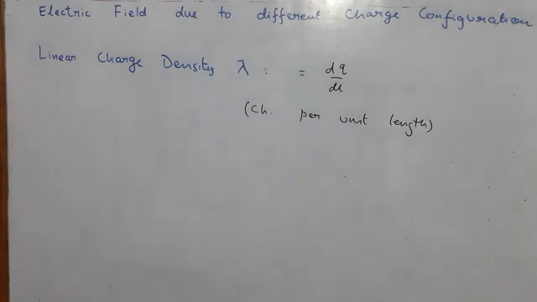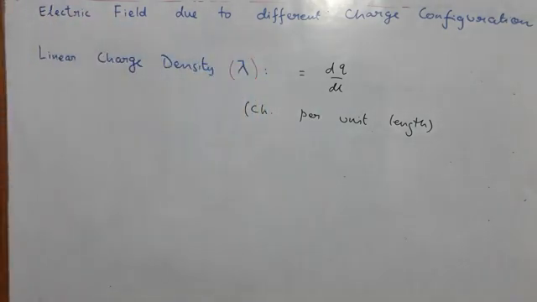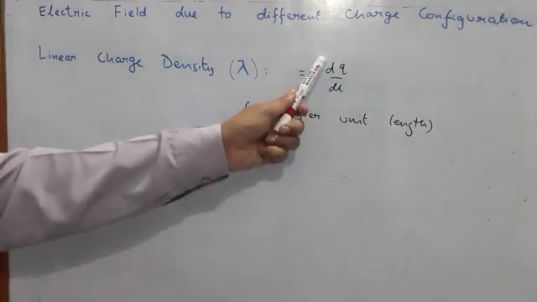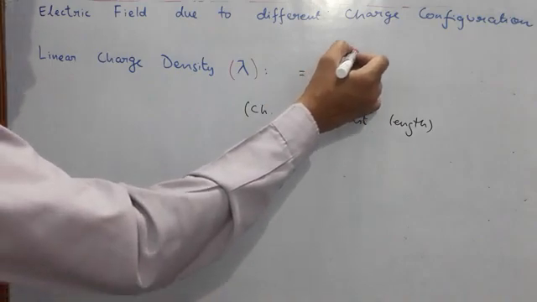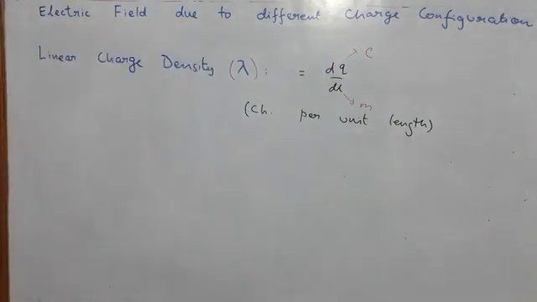You need to know one term, linear charge density, and as I have indicated its symbol, it is denoted by lambda. This lambda is defined as the charge per unit length, so dq upon dl. So charge SI unit is coulomb, and for length we can write meters. So for lambda we will have its SI unit as coulomb per meter.